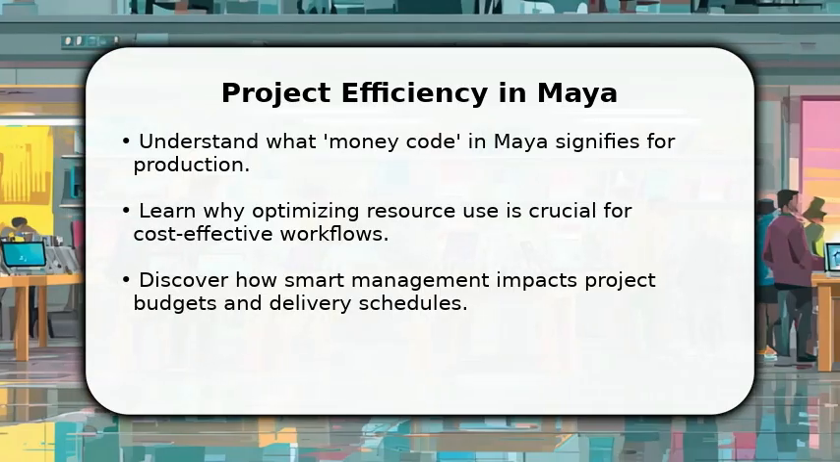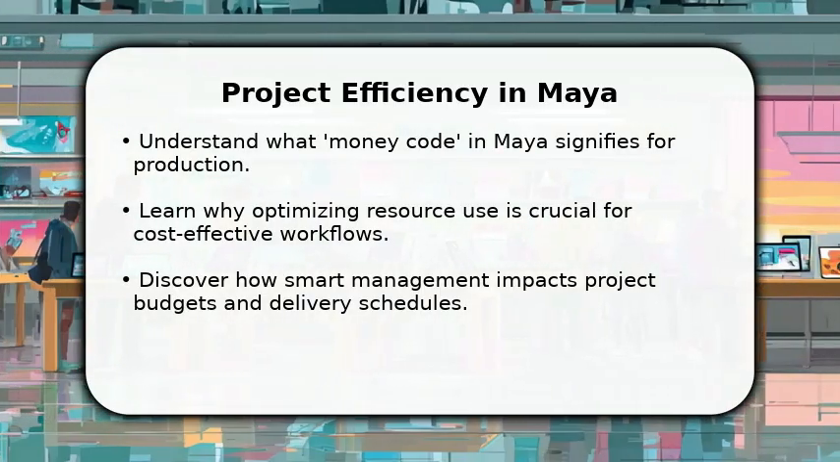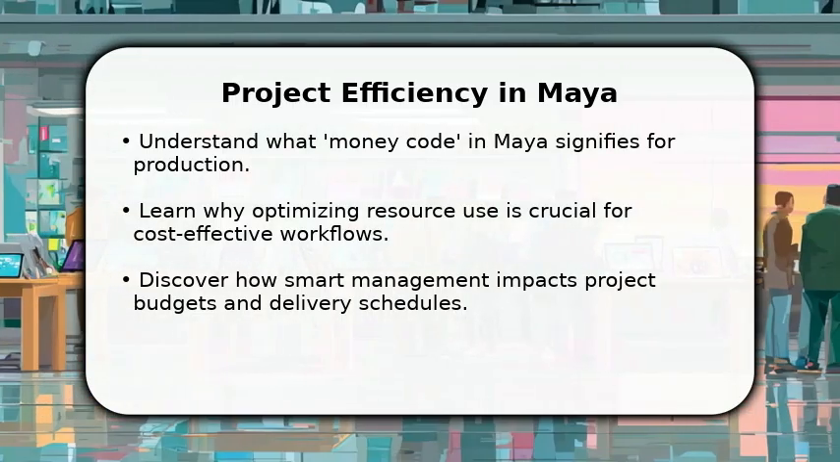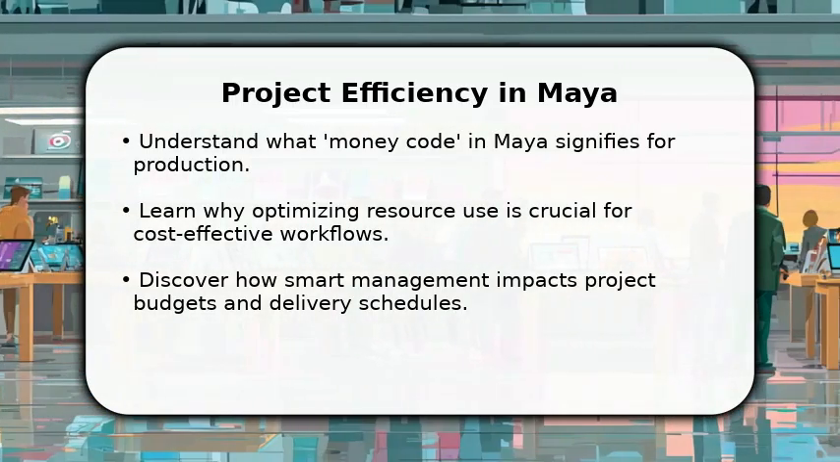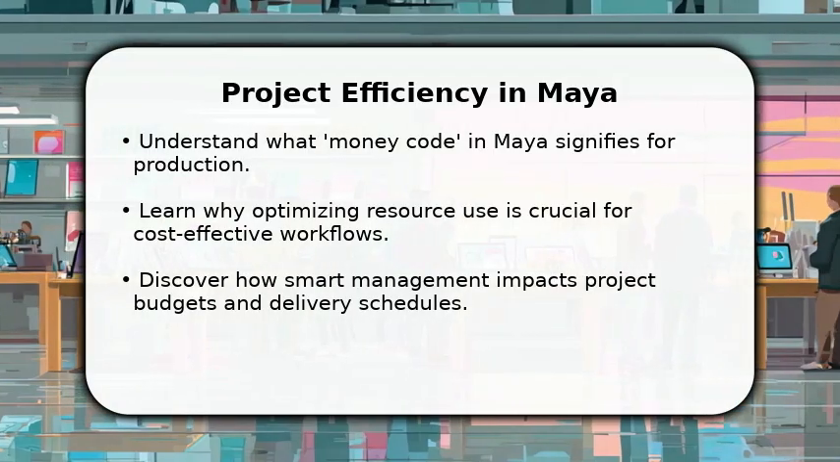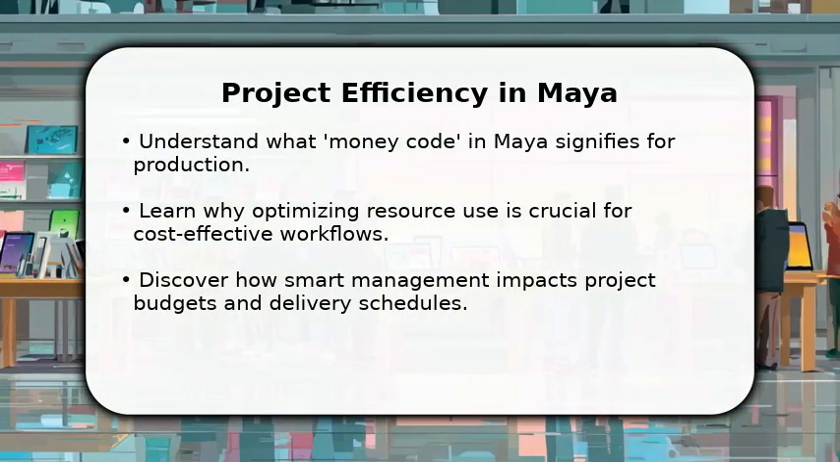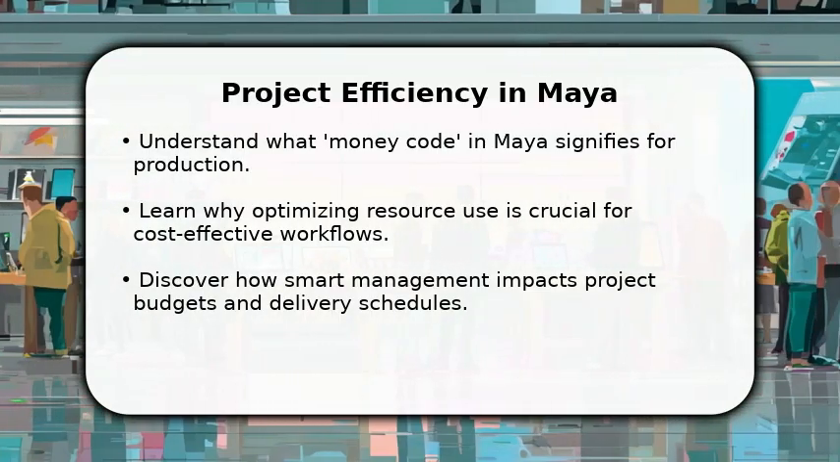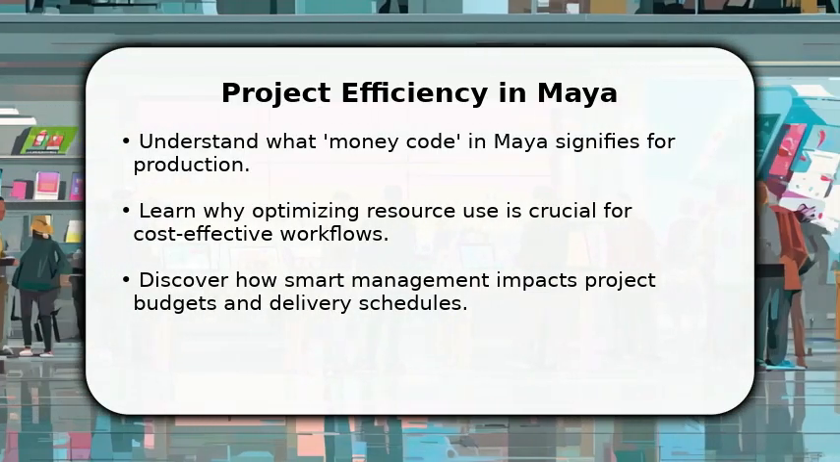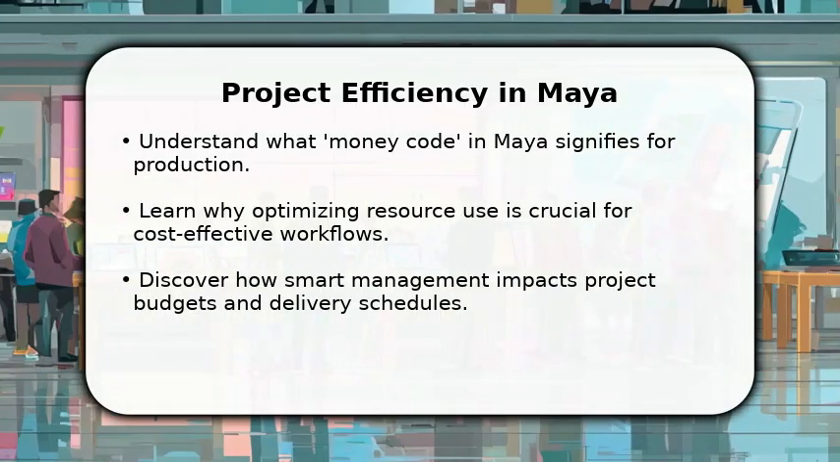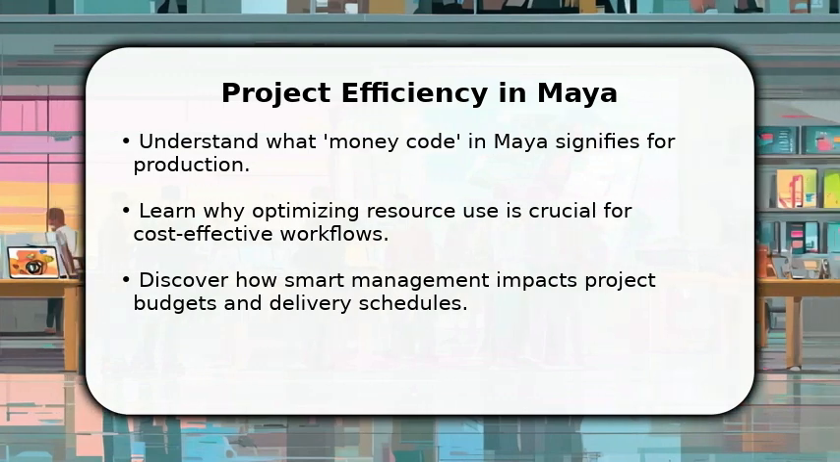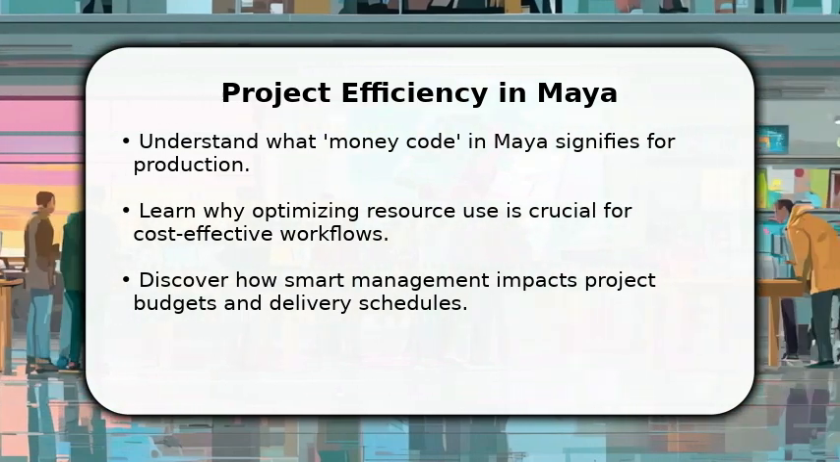In this video, I will explain project efficiency in Maya, often metaphorically called money code. This concept is crucial for optimizing your production pipeline and ensuring cost-effective workflows. It's about smart resource management, from scene setup to final render, helping you save valuable time and computational power. Understanding these principles can significantly impact your project's budget and delivery schedule, making your work more streamlined and profitable.